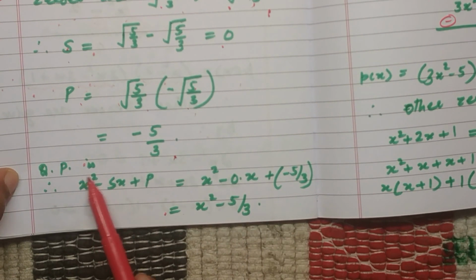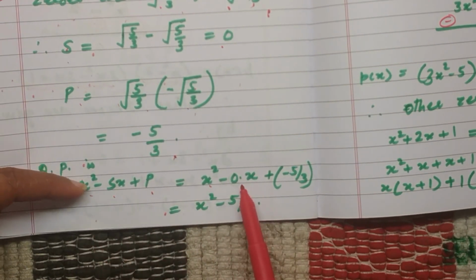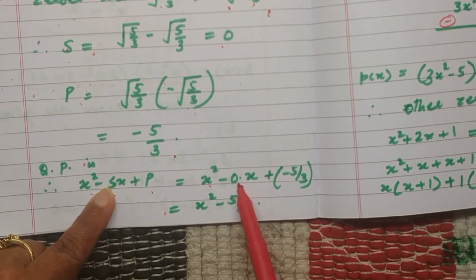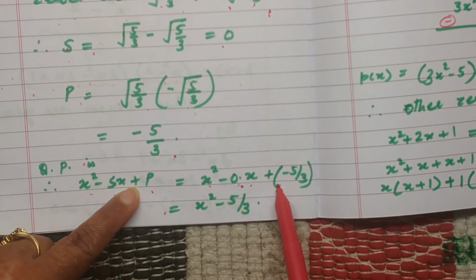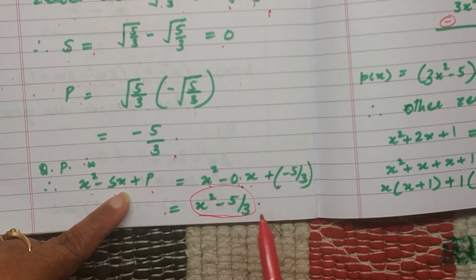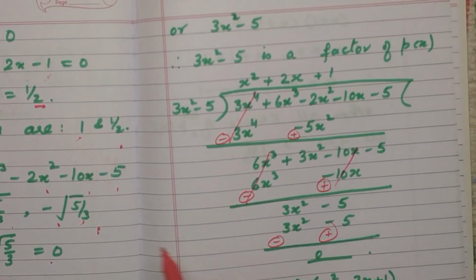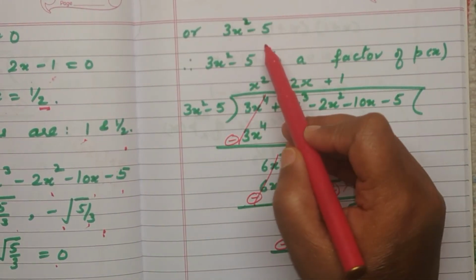Substituting in the formula for the quadratic polynomial, x square minus (sum of zeros)x plus p, I get x square minus 0 into x minus 5 by 3, since the sum of zeros is 0. So I get x square minus 5 by 3 as the quadratic polynomial. Now, since this is in fraction, I can rewrite it by taking the LCM as 3x square minus 5.